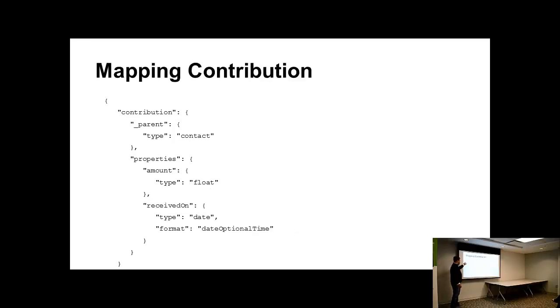How does parent-child work? So it's easy. The parent of a contribution is a contact. Property, just hinting at its float. Elasticsearch, of course, will infer these mappings for you, so this really is not entirely necessary. But you could limit this down to just the things that you wanted to custom analyze, and let it figure out the rest. Of course, you're going to need to provide something like this, though.